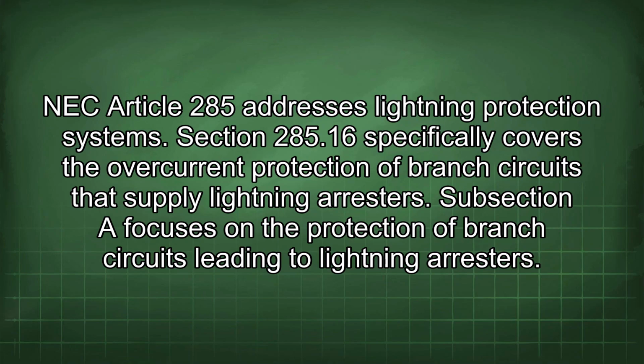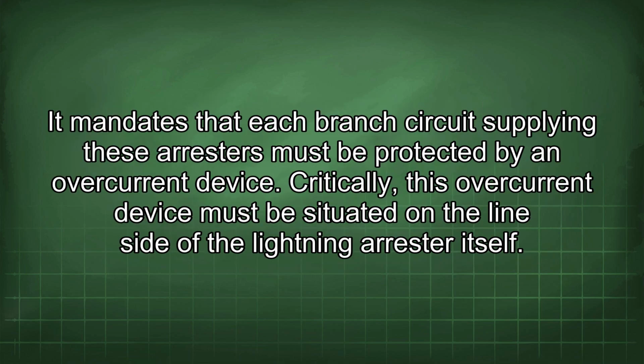NEC Article 285 addresses lightning protection systems. Section 285.16 specifically covers the overcurrent protection of branch circuits that supply lightning arresters. Subsection A focuses on the protection of branch circuits leading to lightning arresters. It mandates that each branch circuit supplying these arresters must be protected by an overcurrent device.